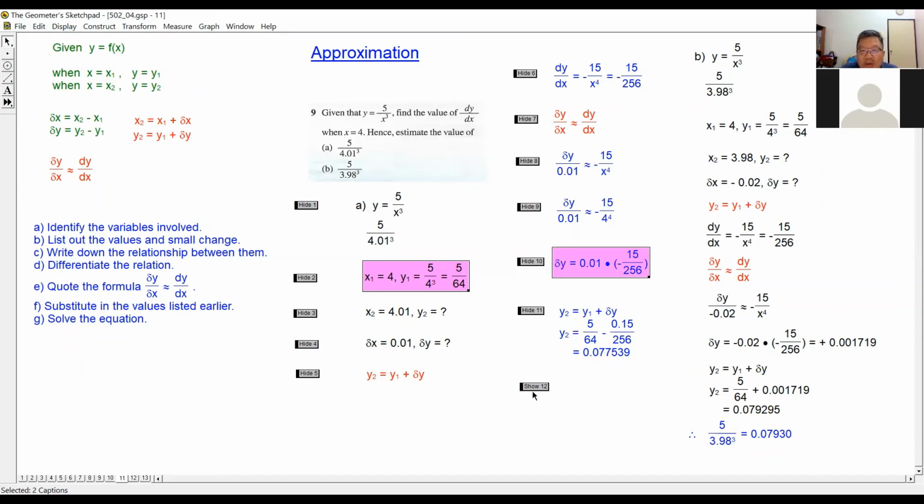This y2 is actually this value that they ask you to find. This is y2. So therefore 5 over 4.01 equals 0.07754. Okay. Oh, this example is quite long.